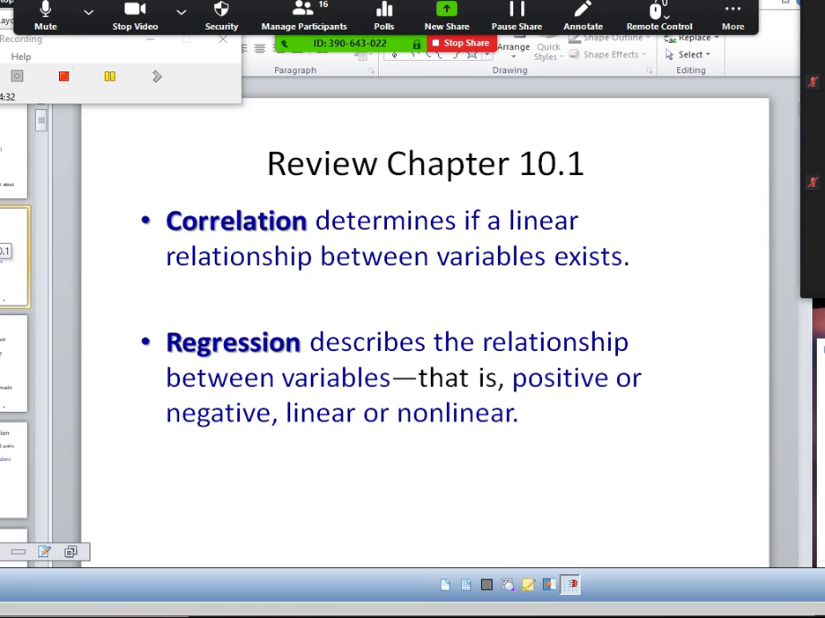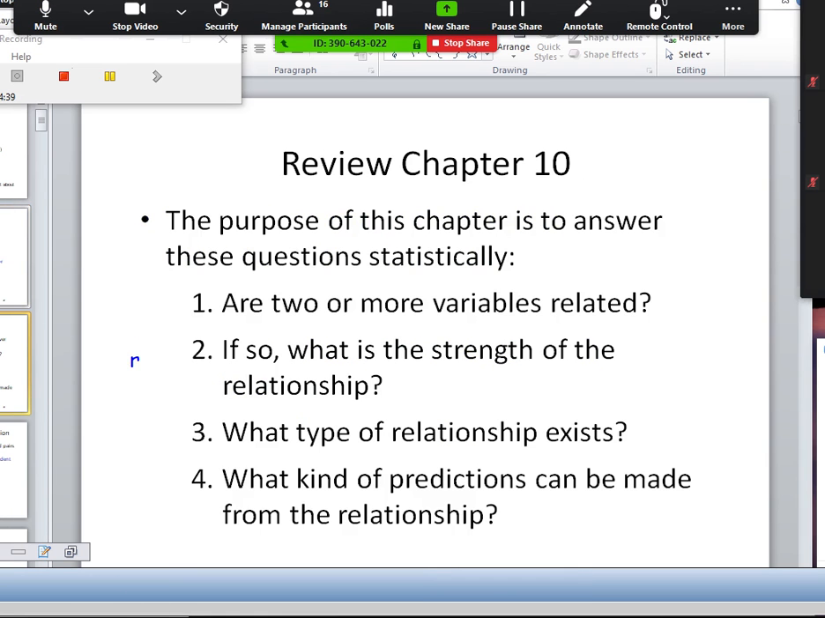We talked about correlation and regression. I talked about that. I don't need to talk about it again. And we talked about those questions as well. Not a big deal.